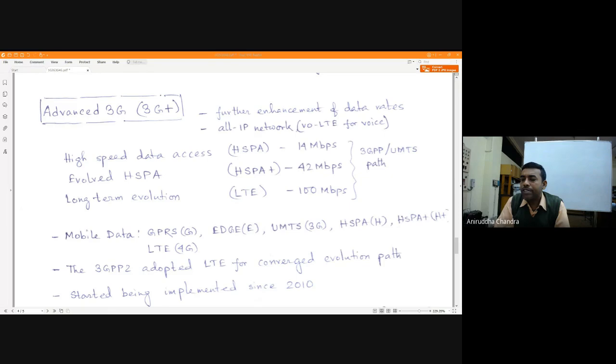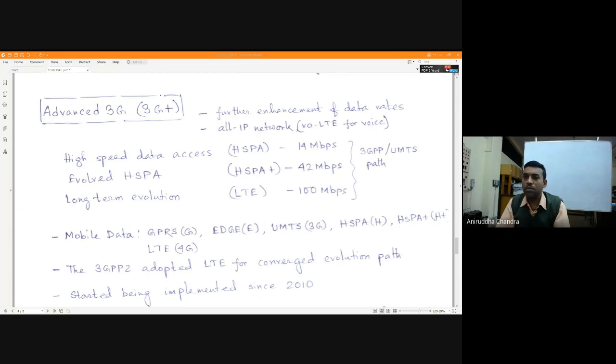So when this 3G plus was coming, you have to understand that a new generation comes roughly every 10 years. But for 10 years, the industry is not sitting idle. They are constantly improving. So it is very difficult to identify a particular technology with a generation. It's a continuous evolvement process. See, 10 years is a lot of time.